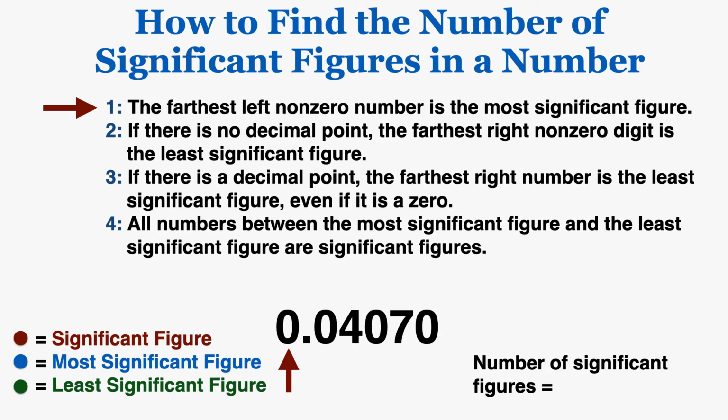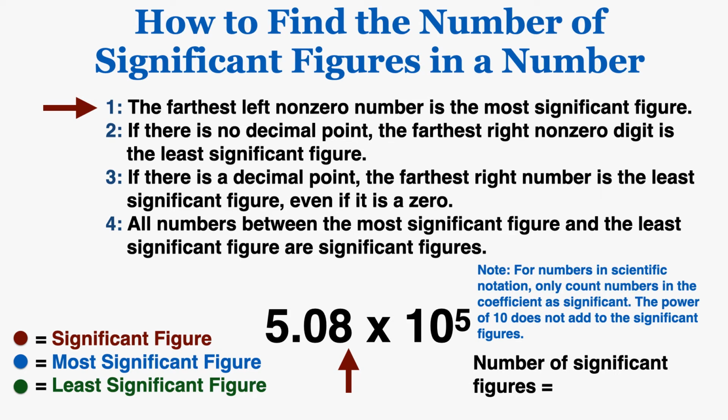Here's another one. The farthest left non-zero number is the most significant figure, so here that's going to be this 4. All the numbers to the left of it are 0, so they don't count. So that's the most significant figure. This rule only applies if there's no decimal point, and here there is. Rule number 3 says the farthest right number is the least significant figure, even if it is a 0, as long as we have a decimal point. So this 0 over here is the farthest right, so that is the least significant figure. And all the numbers in between those two are also significant figures. So there are 4 significant figures in this number.